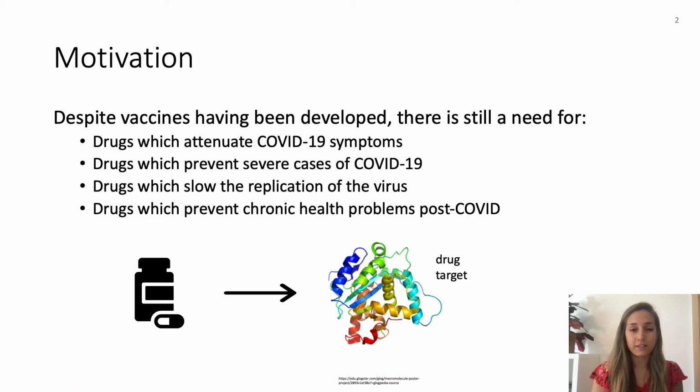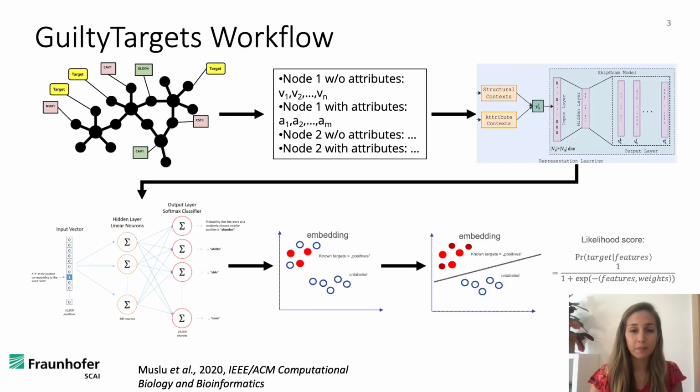Although we have vaccines developed for COVID-19, there's still an interest in finding drugs for perhaps attenuating COVID symptoms or reducing the severity of the disease for those who still get it. Now, when I refer to drug targets, I'm referring to proteins which we can interfere with drugs in order to achieve some of these goals. To find novel drug targets, I use what's called the guilty targets workflow.